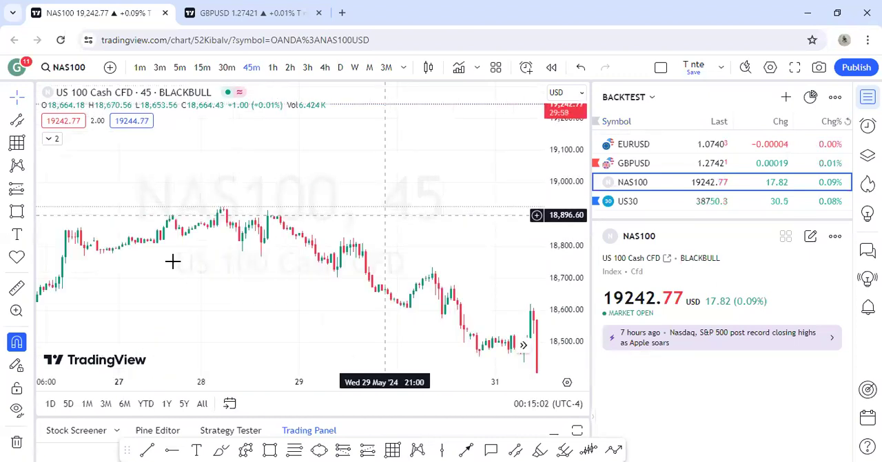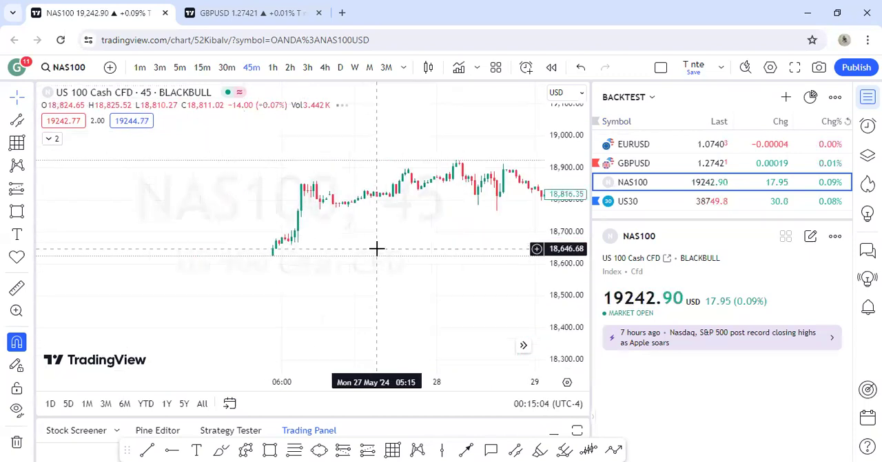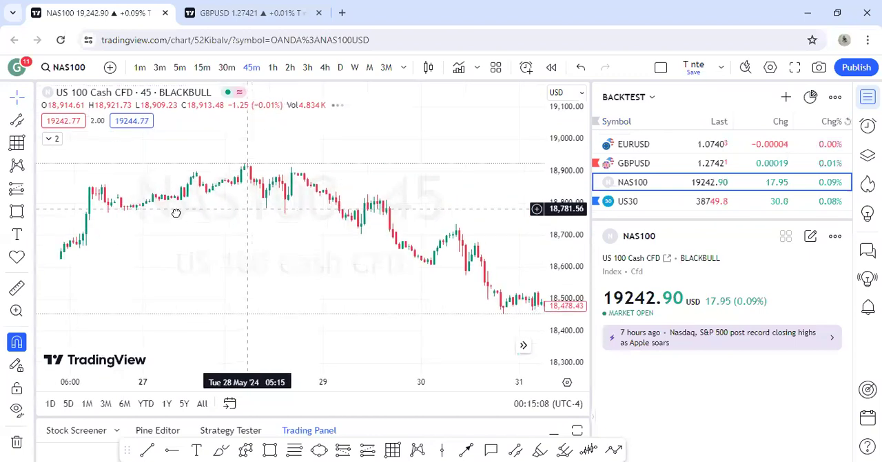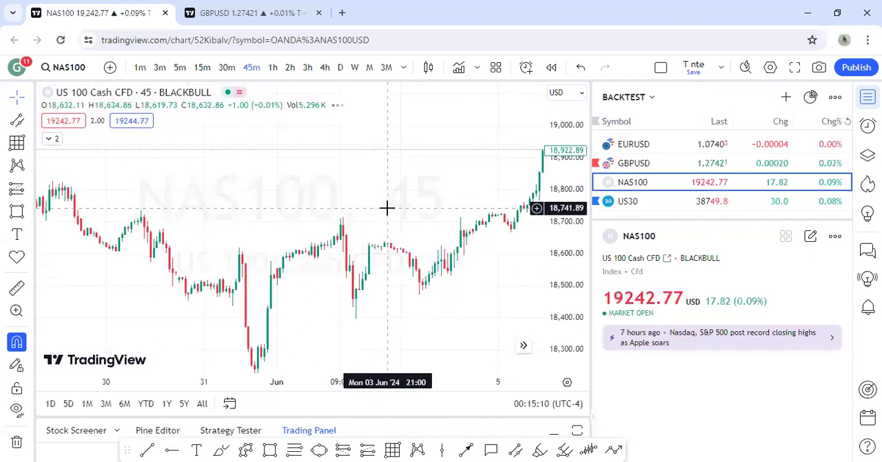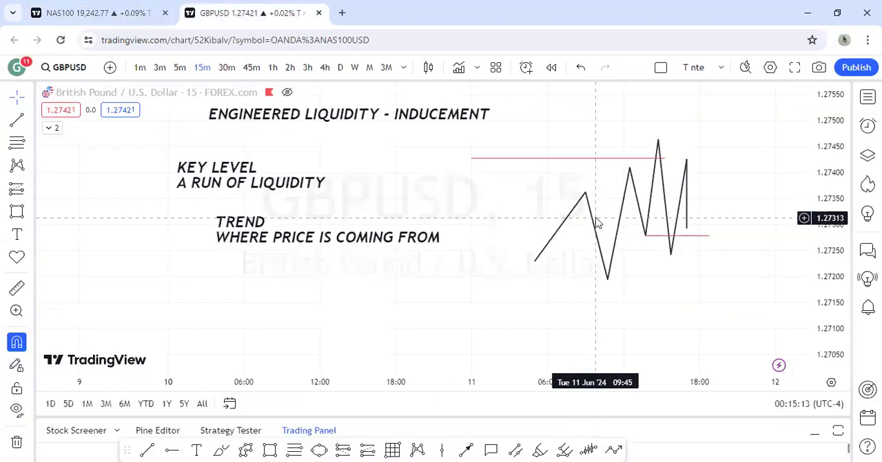This happens mostly when there's something to mitigate. There's a reason why price is coming to that spot, right? So I'm very, very mindful of what price is doing. So now let us just label this.